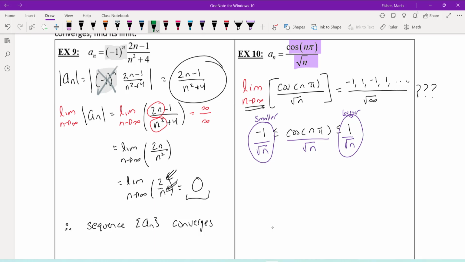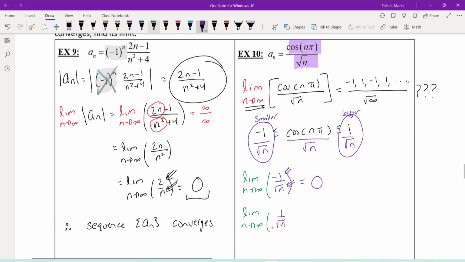So let's find out what the limit as n goes to infinity of this smaller function is, negative 1 over the square root of n. And that's a constant over n raised to a power. We know that that's equal to 0. What about the limit as n goes to infinity of 1 over the square root of n? Well, that's the same thing. It's going to be a constant over n raised to a power, that's equal to 0.